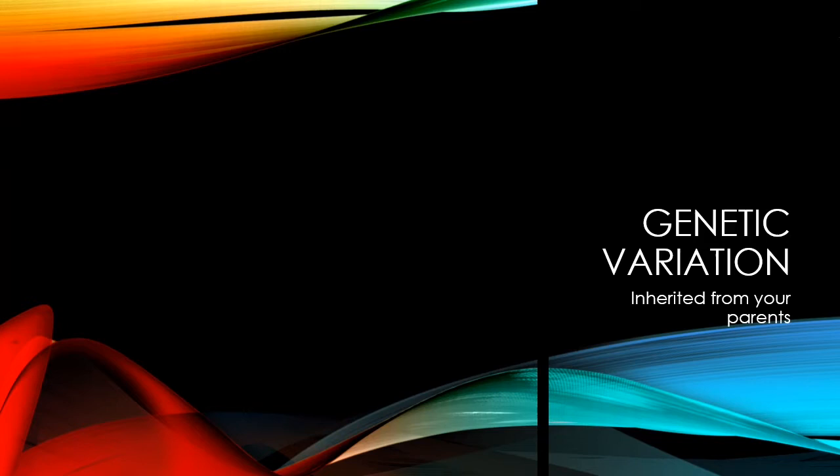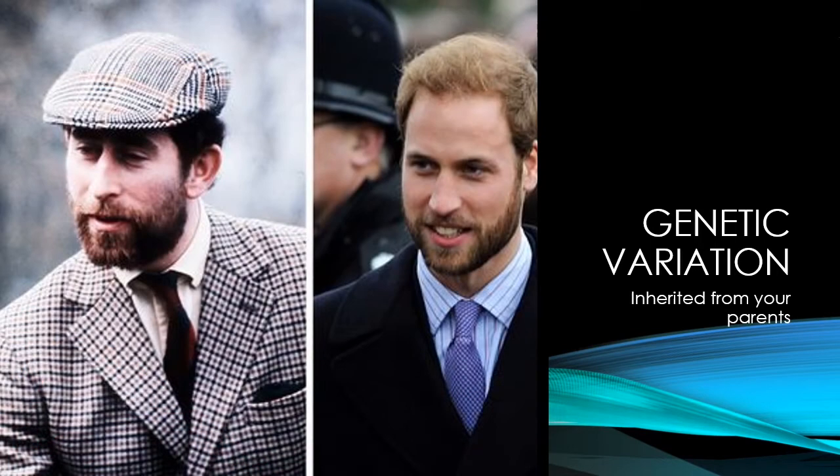We start off with genetic variation. This is information which is passed down from your parents to you. We choose a famous example of that. On the left hand side we have Prince Charles and his son, Prince William. Now again, if you have a look at these two pictures, you can see there's quite a big similarity between Prince Charles and Prince William, whether it be the shape of their faces or the shape of their ears. So these are all things which have been passed on by genetics.